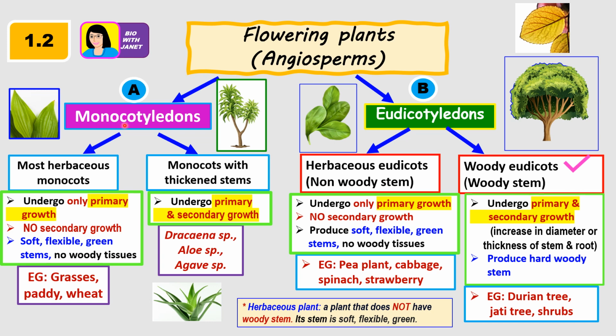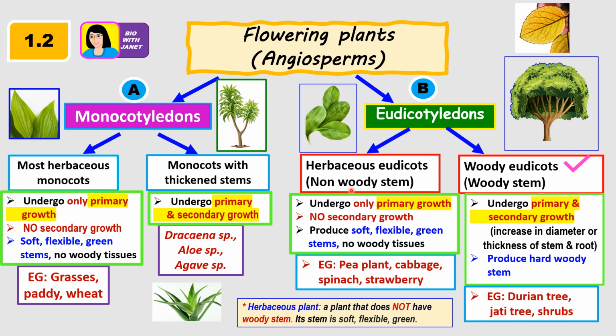And also from the name, okay, we know that monocotyledons have one cotyledon, which is a food store, in each of its seeds. But eudicotyledons have two cotyledons in each of their seeds, right? Okay, now let's look at the different types of monocotyledons and also eudicotyledons based on whether they carry out secondary growth or not, right? Now we start with the eudicotyledons. So there are two types of eudicotyledons. The first type is the herbaceous eudicots or herbaceous plants.